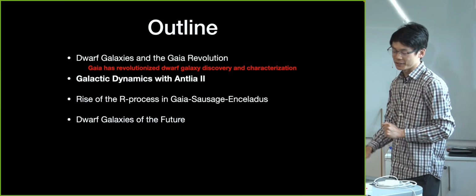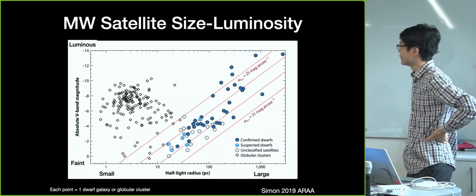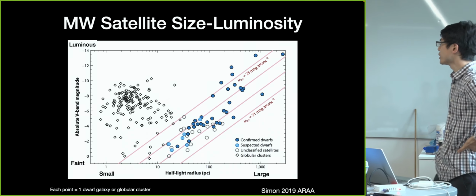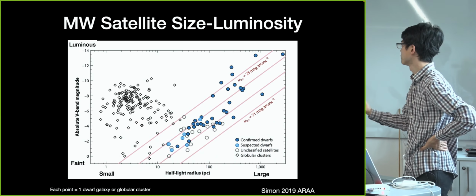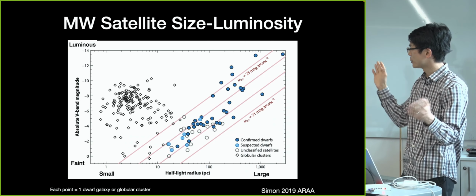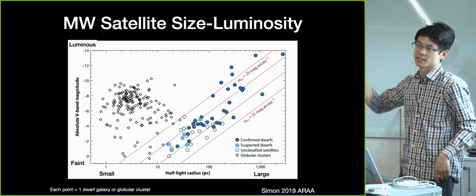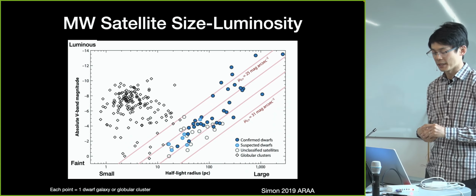OK, so let's start with galactic dynamics with this dwarf galaxy called Antlia 2. By way of introduction, this over here is a plane of all of the satellites around our Milky Way that were known in 2019. The x-axis is the size of the object, going from small to large, and the y-axis is the luminosity of the object, which is basically how many stars are inside of the galaxy, right?